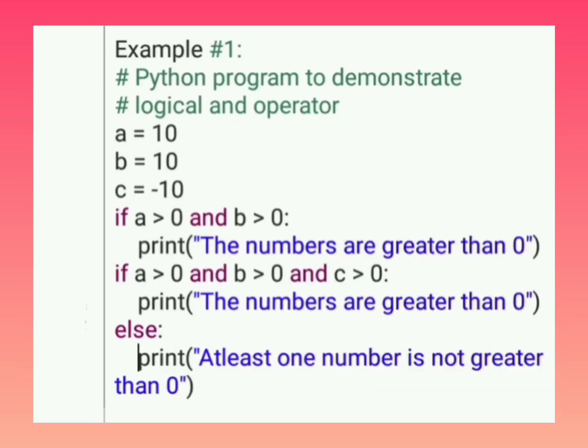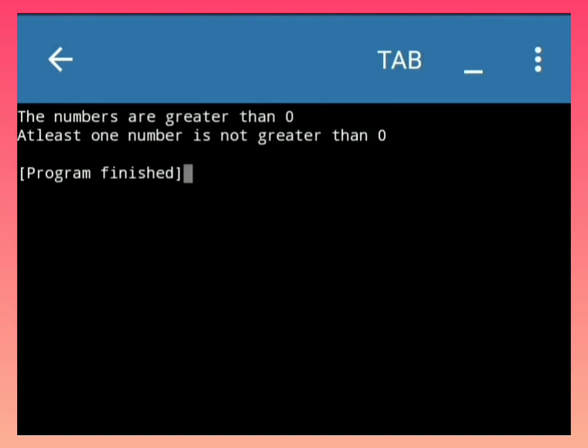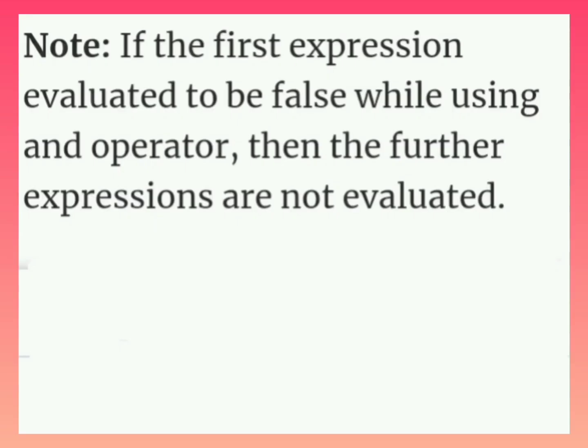Example: A is equal to 10, B is equal to 10, C is equal to minus 10. If A greater than 0 and B greater than 0, print the numbers are greater than 0. If A greater than 0 and B greater than 0 and C greater than 0, print the numbers are greater than 0, else print at least one number is not greater than 0. We get the output as the numbers are greater than 0, at least one number is not greater than 0. Note: if the first expression evaluated to false while using the AND operator, then the further expressions are not evaluated.